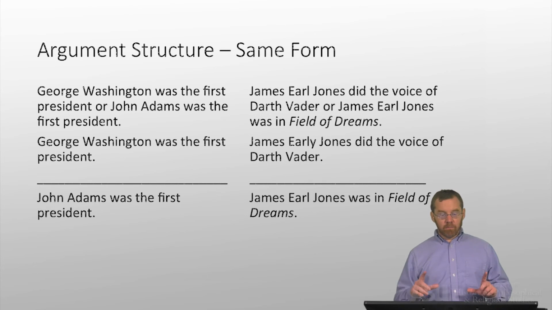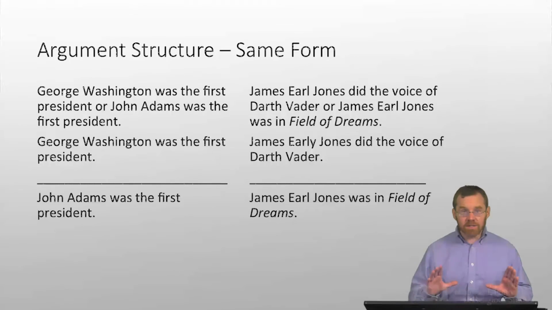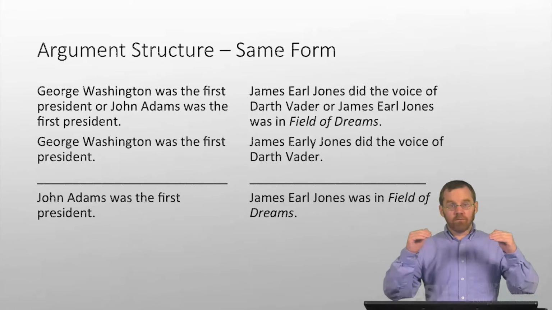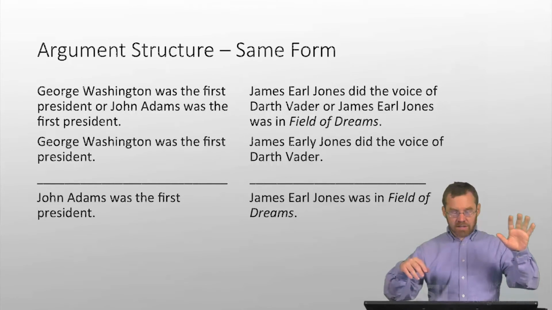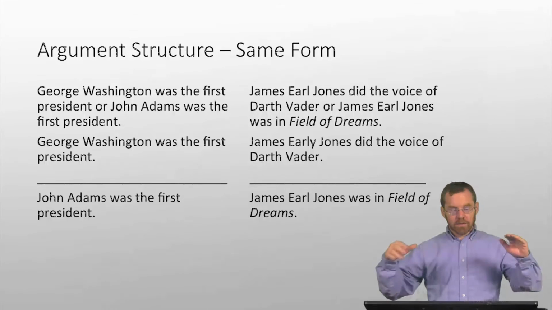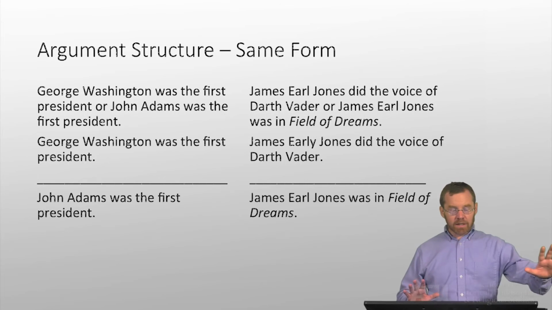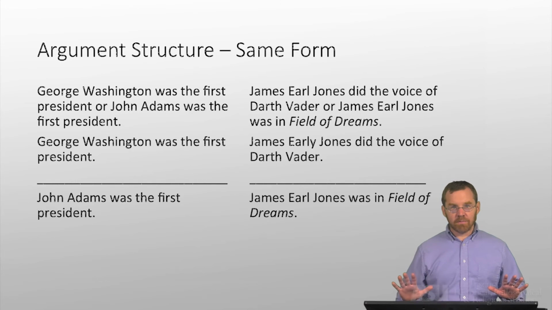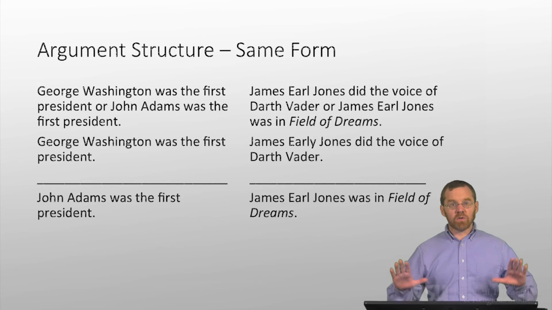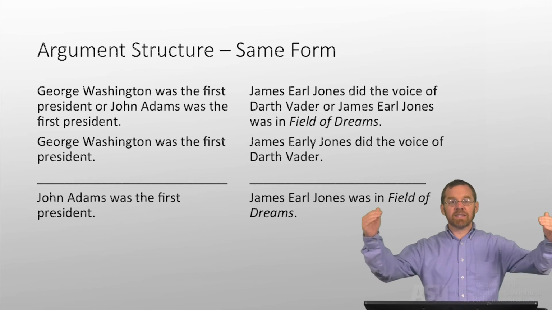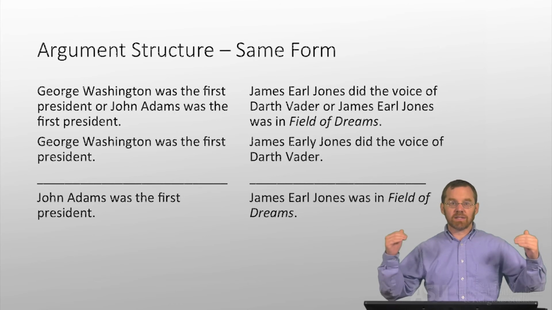Notice here, these have the same form because of the following. The first sentence says, this is true or that was true. The second sentence says that the first thing was true. And the final sentence says that the second thing was true. Right? Even though one is making claims about presidents and the other is making claims about James Earl Jones' acting career, they have the same form. They're dealing with different sets of sentences, but they say the same things about those sets of sentences.